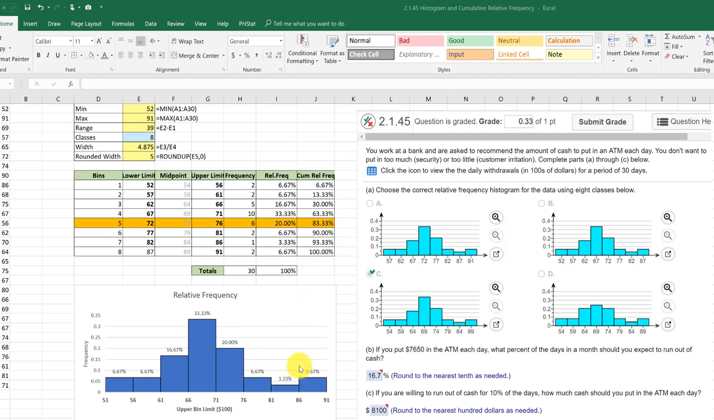And again, if you look at the histogram down here, you can add the last two bins' frequencies, 3.3 and 6.7, that's 10%. So that's how you can use the histogram and the relative frequency and cumulative relative frequency table to make some inferences about your data.